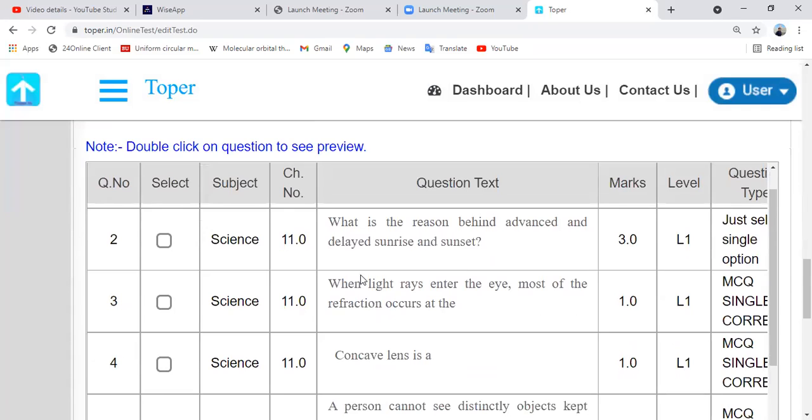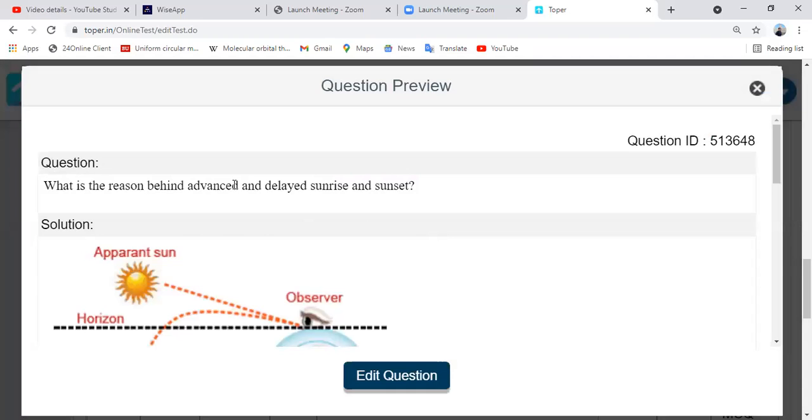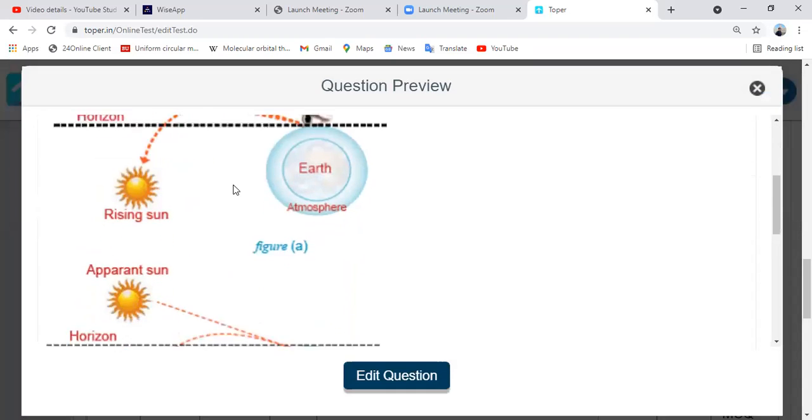Now question number 2 says, what is the reason behind advanced and delayed sunrise and sunset? So it is refraction of light, atmospheric refraction of light. Yes. But sir, there was no option to answer.